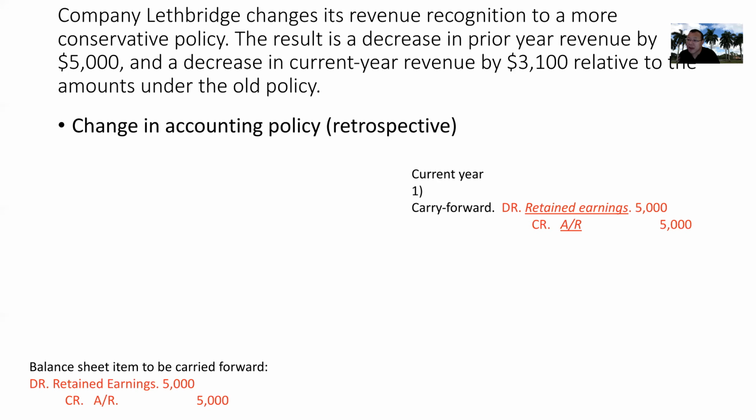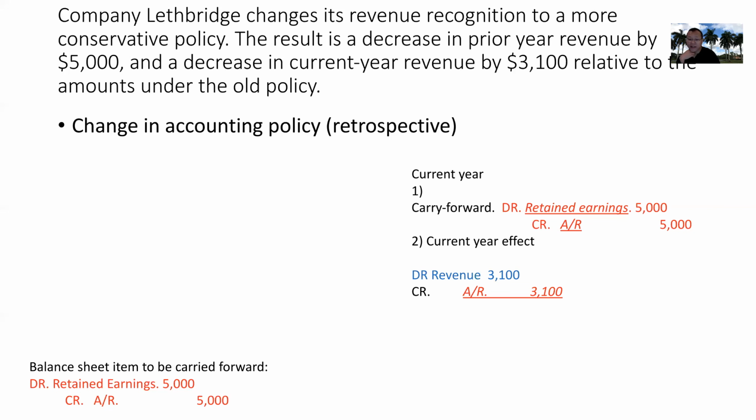Remember, in the current year, we have to recognize the carry forward of the permanent accounts, right? So retained earnings and AR are both on the balance sheet. They are permanent accounts. So we have to carry forward this entry. So we're going to make this entry. We debit retained earnings for 5,000. We credit AR for 5,000. Okay, current year's effect. So remember, this change of policy also decreased the current year's revenue by 3,100. So then I'm going to debit revenue for 3,100, credit AR for 3,100. Right? Correct?